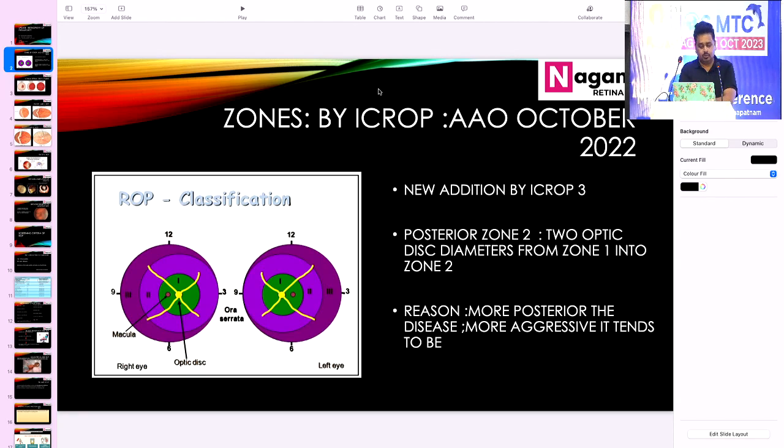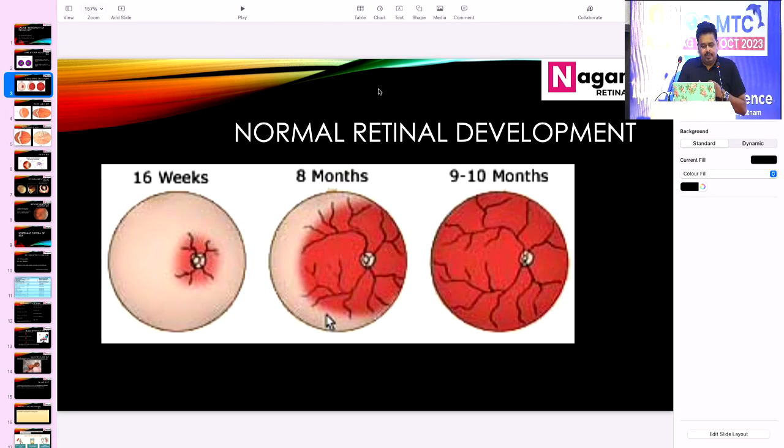As we all know, coming to the zones, the posterior most part is called zone 1, the anterior most part is called zone 3, and the central part is referred to as zone 2. Now, the International Classification of Retinopathy of Prematurity has added another zone, that is posterior zone 2. The reason for the addition of this new zone is that the more posterior the disease is, the more aggressive the disease is. So that's the reason why they have subclassified zone 2 into two regions, anterior zone 2 and posterior zone 2.